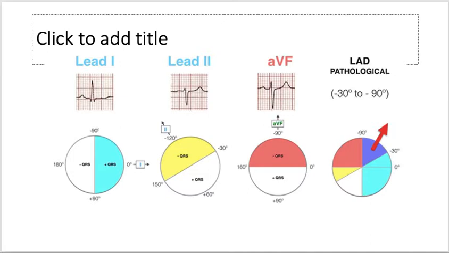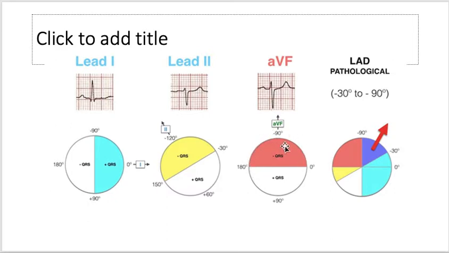Let's now consider AVF. AVF is positive towards 90 degrees, sort of in the bottom here, and then negative towards negative 90. It's that perfect up and down lead representing the heart. Looking at our ECG tracing, we can see that the R wave is negative once again. So the electrical activity in this lead is traveling towards the top half, or that red portion.